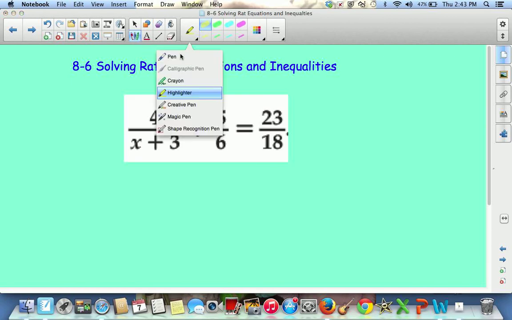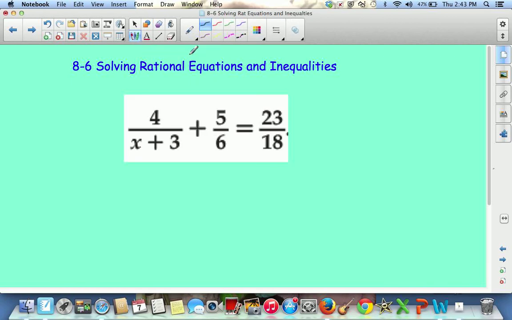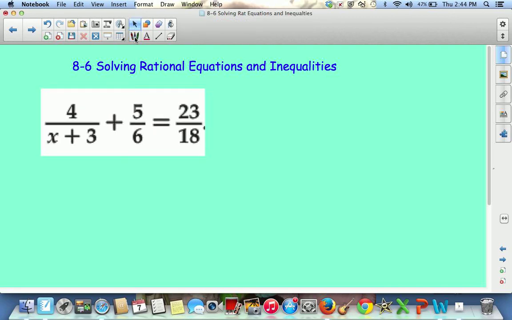Anytime you have fractions, we want to get rid of those denominators because who wants to solve anything with fractions? So let's get rid of those denominators if we can. The big thing here is we're going to go back to finding that LCD, and we're going to multiply every fraction by that LCD to get rid of the denominator.